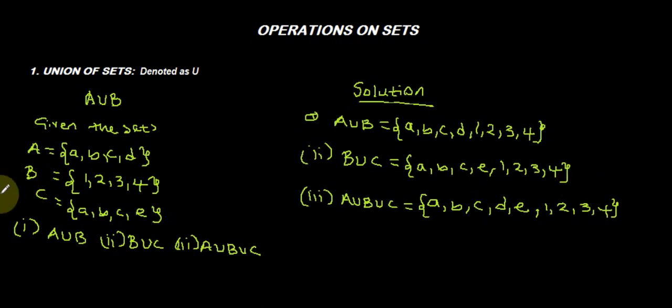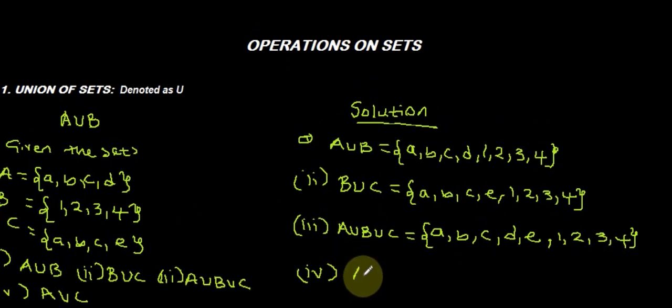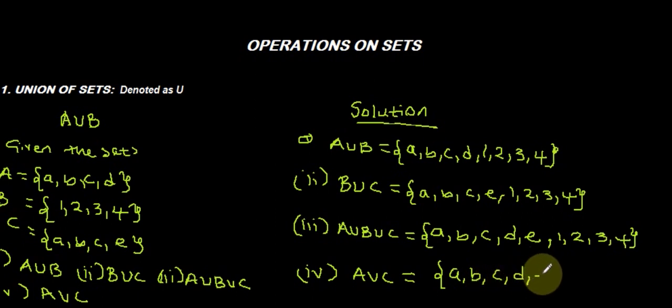Okay, let me add one more. Let's say we are asked to find A union C. Looking at this, they both have something in common. That does not mean you repeat them. So we have A, B, C, then D, E. So this is as simple as that. Just join the elements that are in both sets together without repeating any element.